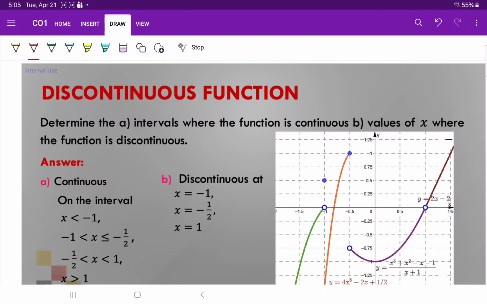Okay, so hold on a second. It's getting too hot.